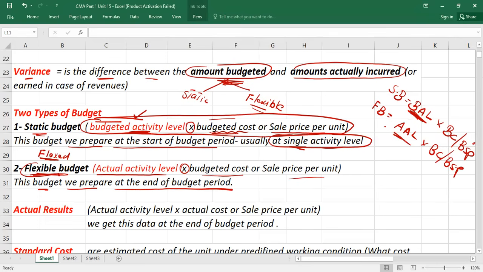Understood? So this is called amounts budgeted. And I hope you understood. In static budget, you have to take budgeted activity level, multiply by budgeted cost or budgeted selling price. But when you produce a flexible budget or flexed budget, then we will use actual activity level multiplied by budgeted cost or budgeted selling price. Understood, guys? Now we have one more definition, which is called what? Actual results.